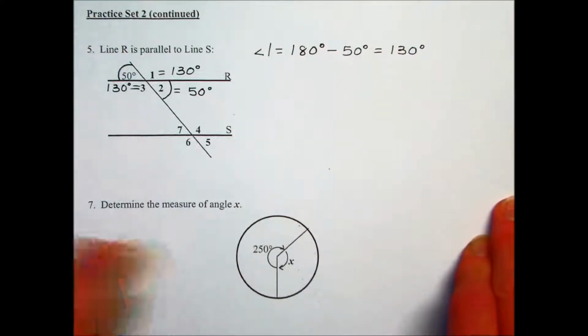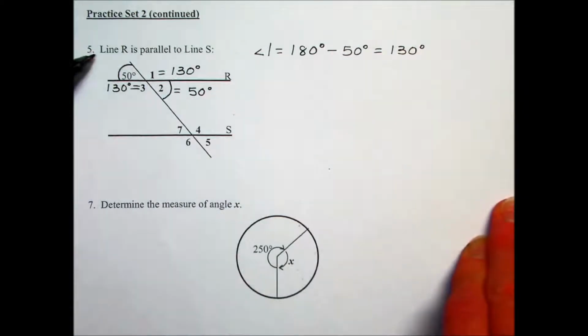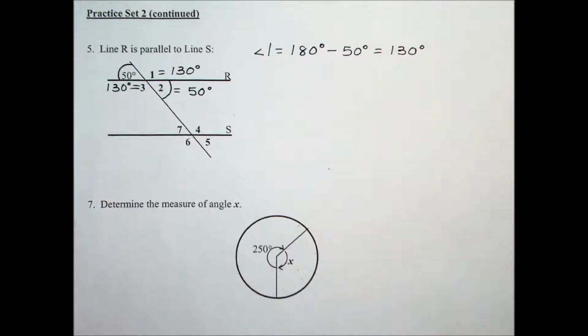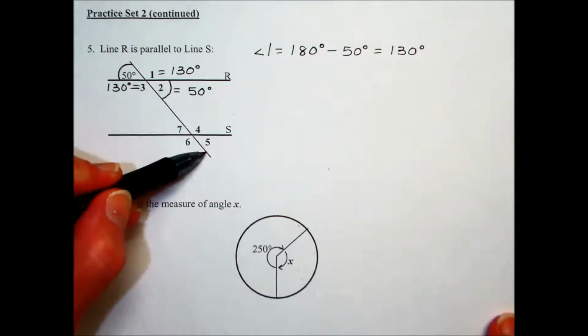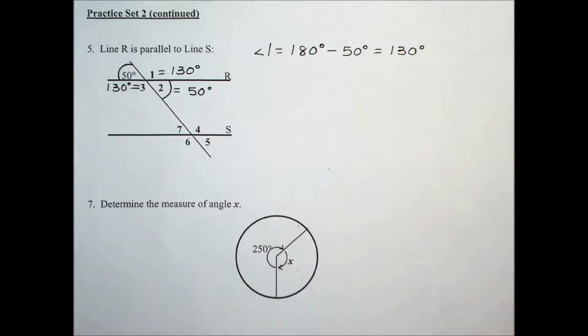Now we need to pull our focus out for the entire diagram and use the fact given in this problem that line R and line S are parallel to one another. When we have two parallel lines crossed by a third line, and here's our third line called a transversal, there's 8 angles that are formed. When we have angles that are in the same relative position, mathematicians call these corresponding angles.